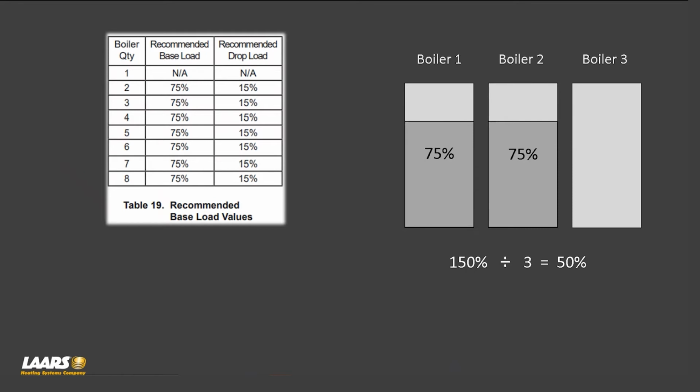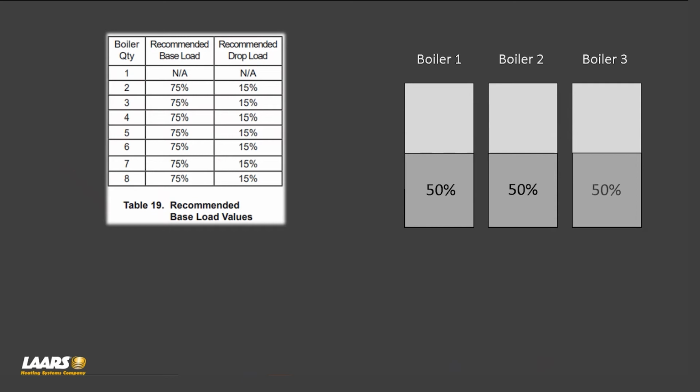However, what are we operating at? In this example, we're operating at 150%. We're going to divide that by 3 boilers. So boiler 1 and 2 will modulate down to 50%. Wait for boiler 3 to come on. In my example it's 25% of fire. Now that modulates to 50%. Once they're all there, they can modulate to wherever they need to. Maybe it's 75%, maybe it's 80%, maybe it's 100%.